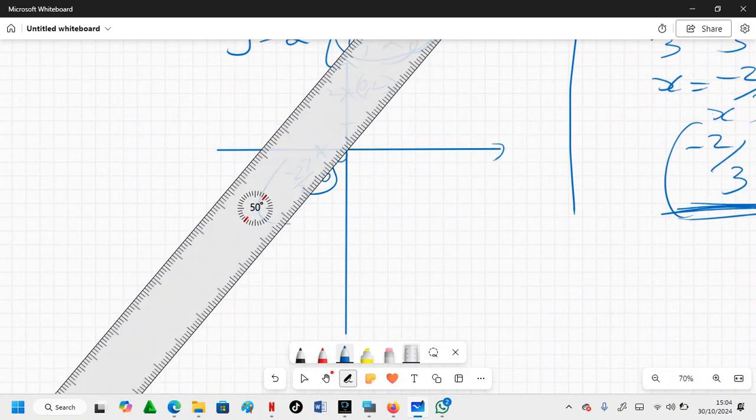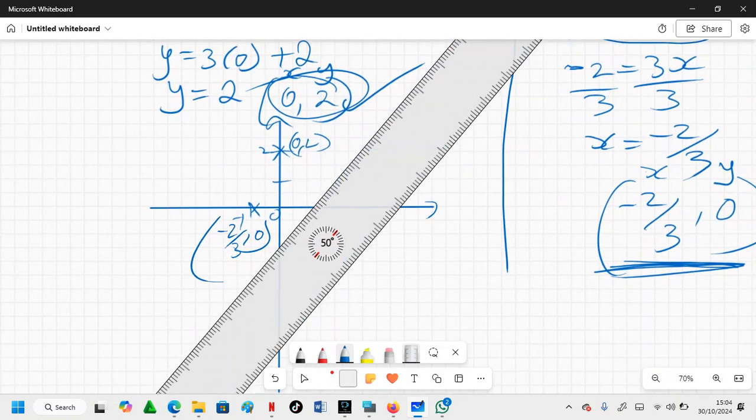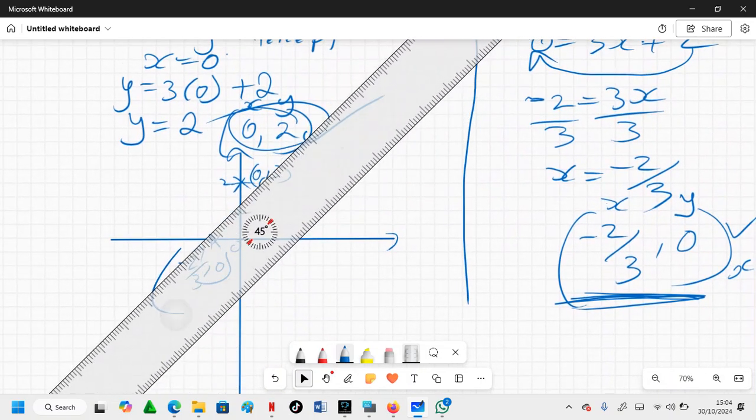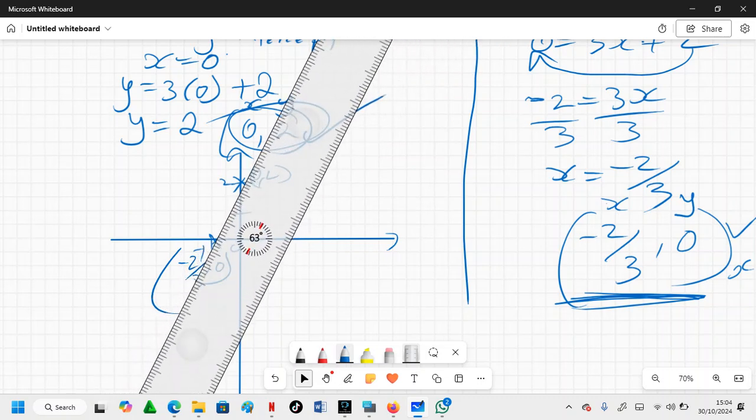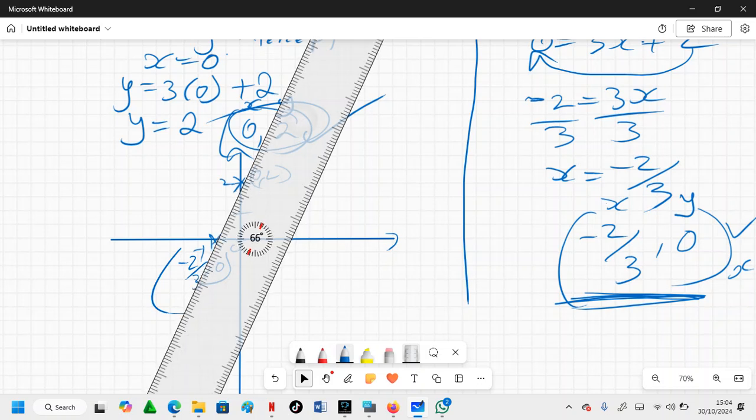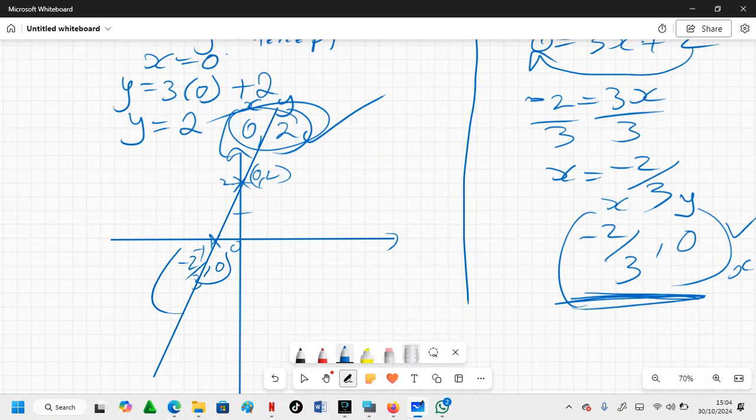So you can put your ruler right there, and you draw your line. So that tells you that one of the ways you can use to draw a line, if you're asked to draw a line, is to just find the x-intercept and the y-intercept, and you're good to go.